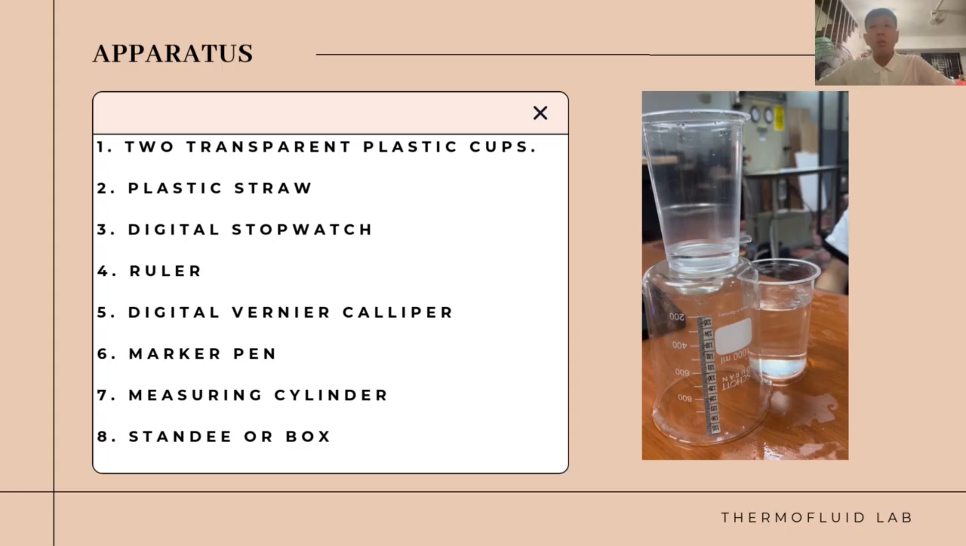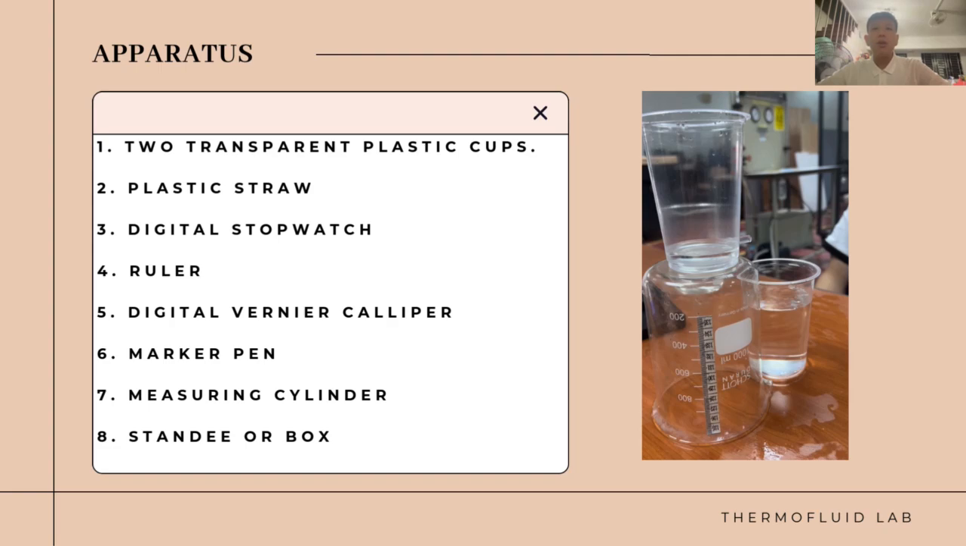My name is Lim Yu Wei, and now I will explain the apparatus for our experiment. For our apparatus, two transparent plastic cups are used in this experiment. A plastic straw is also used. Other than that, we also use a digital stopwatch to measure the time taken for the water to flow. Fourth, we also use a ruler to measure.